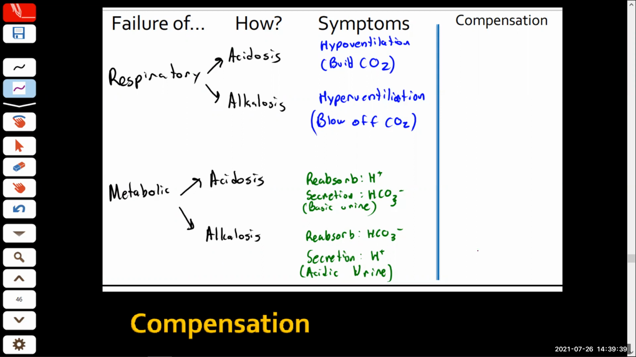So let's start with metabolic alkalosis. Here, that means, or let's start with acidosis. I am acidic. Would my lungs want to hyperventilate or hypoventilate?